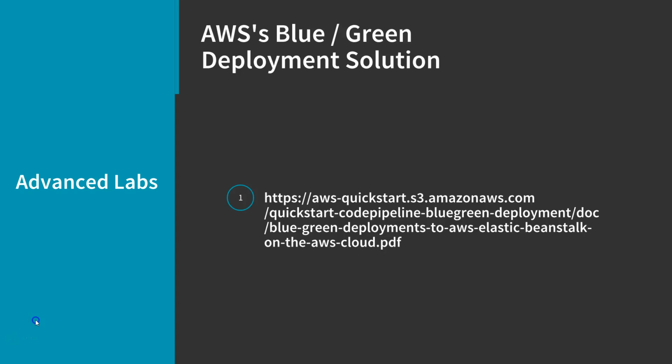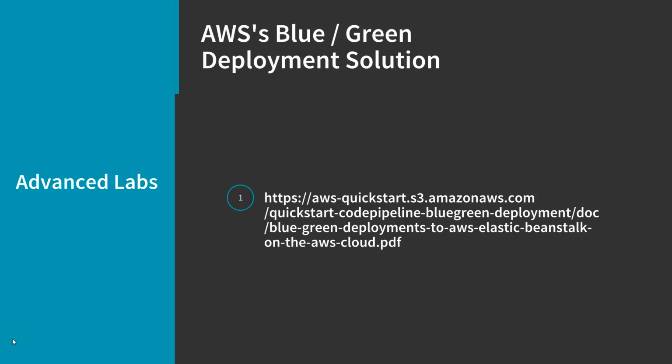In this video, we're going to walk through AWS's provided solution for blue-green deployments to AWS Elastic Beanstalk on the AWS cloud, which uses AWS CodePipeline for deploying to Elastic Beanstalk environments. This lab will be one of several examples of how many different AWS services can interact with each other to provide one automated, easy-to-use solution.